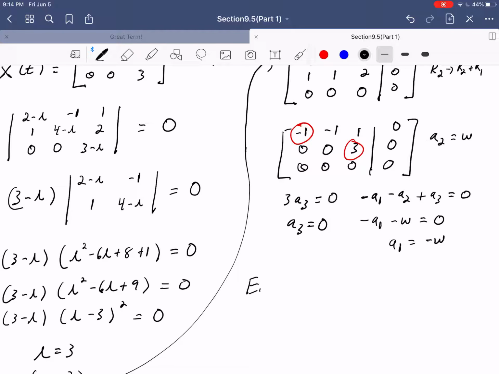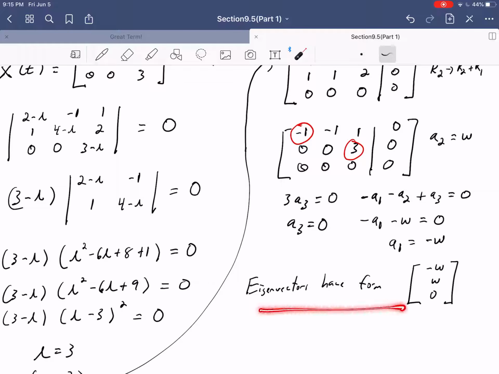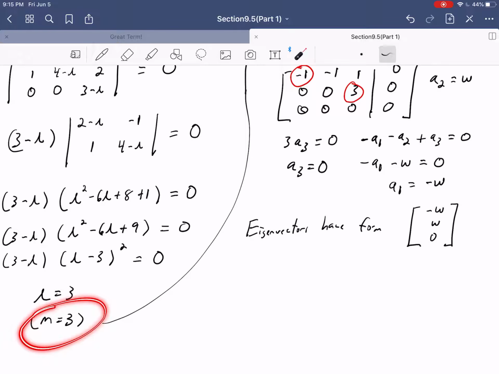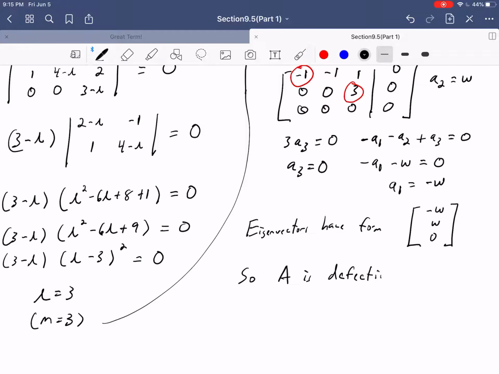So our eigenvectors here have form negative W, W, 0. And right here, this tells us A is defective. How do we know that? Well, if we wanted a basis, we would have something like negative 1, 1, 0, which means that the eigenspace is dimension 1, which is less than the multiplicity. So this means A is defective. That means we need to go hunt for some generalized eigenvectors.